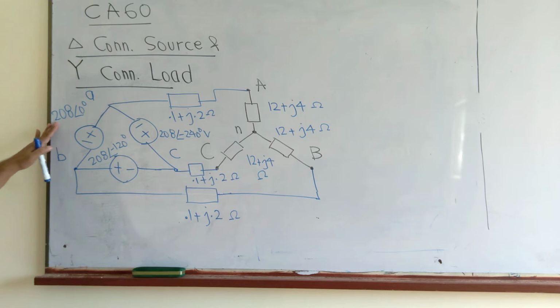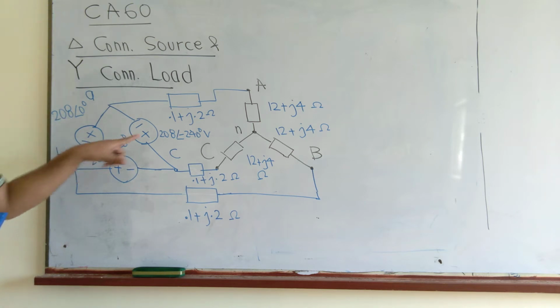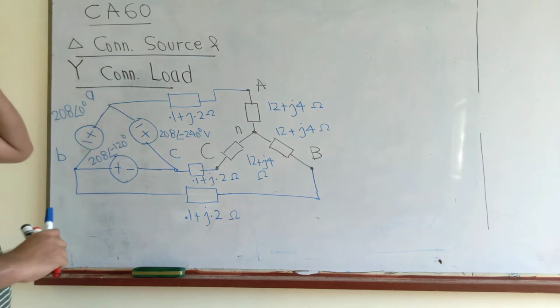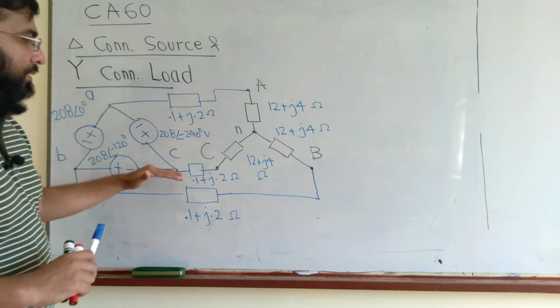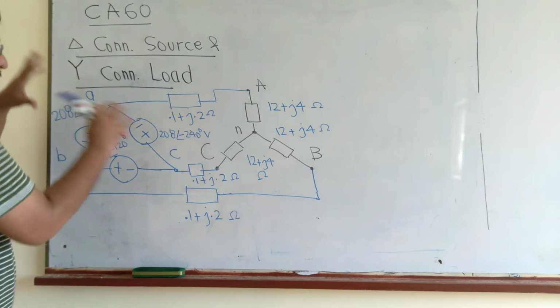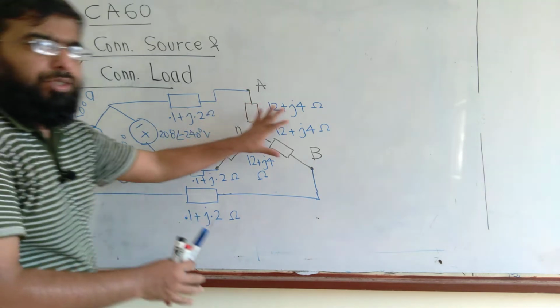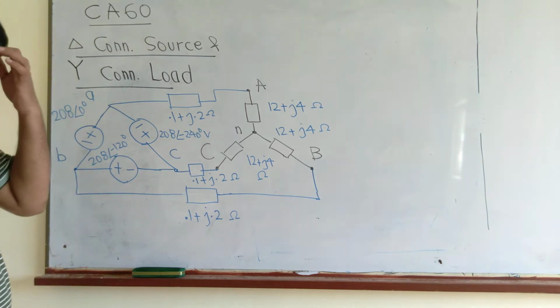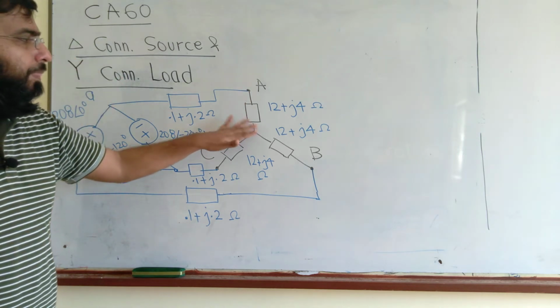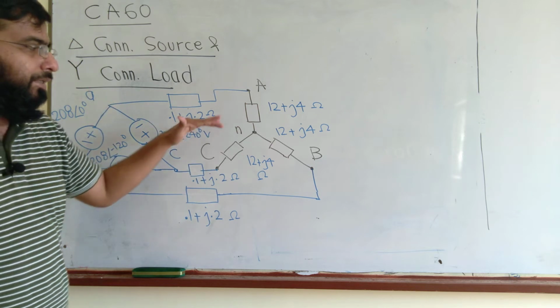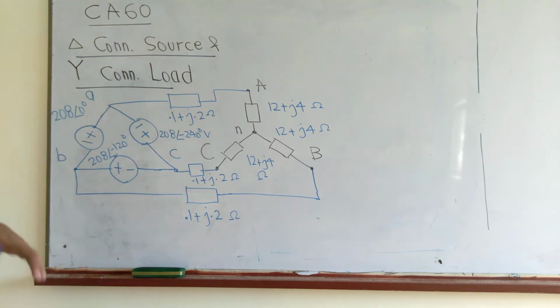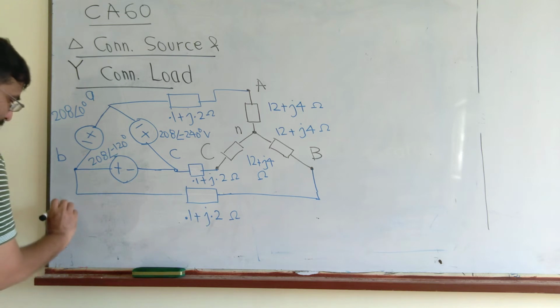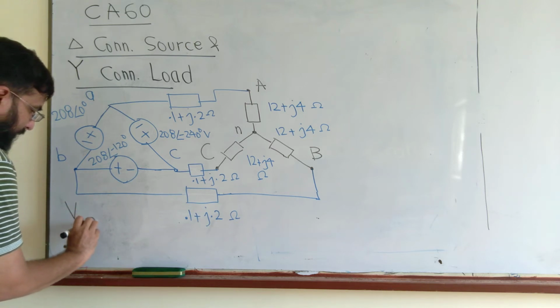We are given all the line voltages. These are line voltages from A to B, B to C and C to A: 208 at an angle of 0, at an angle of minus 120 and at an angle of minus 240. These are line impedances, the line that carries the voltage from the source to the load. The line impedance is the same per phase for each line, and the load is not delta connected, it's star connected. In this situation we are asked to find VAB.